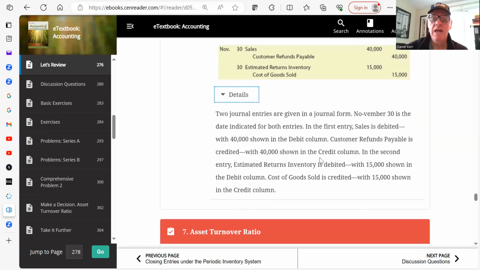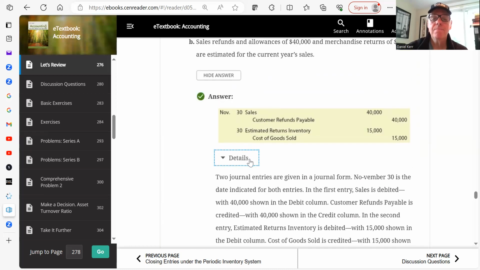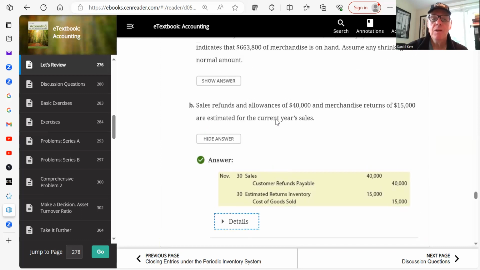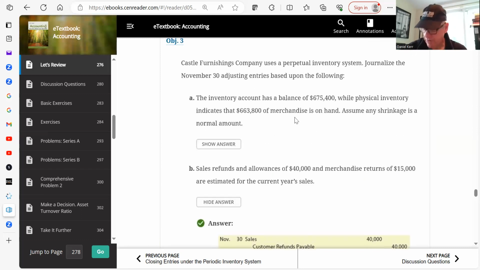Want more detail for that? There's more detail available there. Okay. So you should be able now to, if I ask you to do those entries, to make the entry to adjust the inventory, and also make the adjusting entry for estimated sales returns and the estimated cost of goods sold inventory return as well.